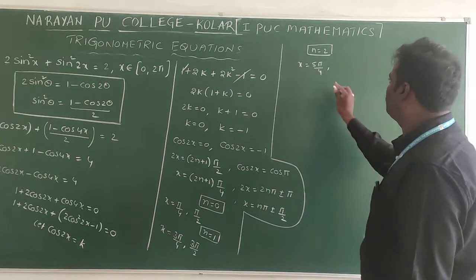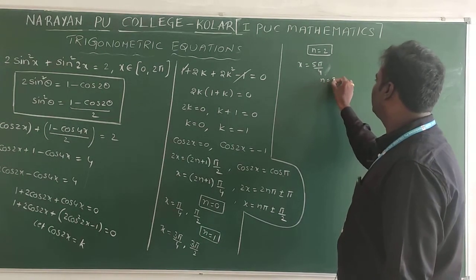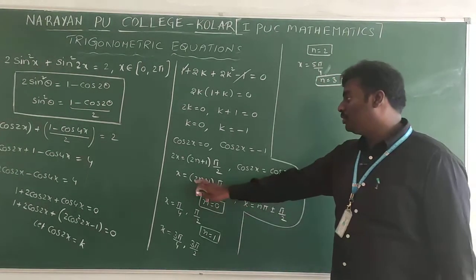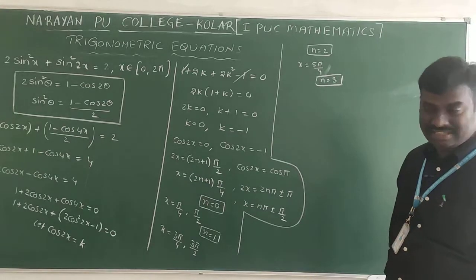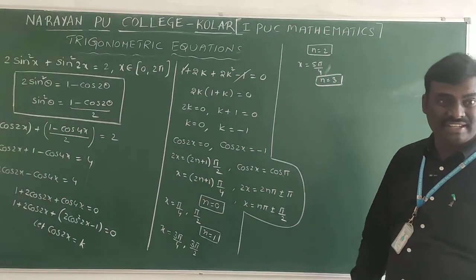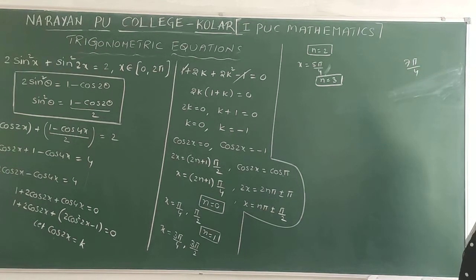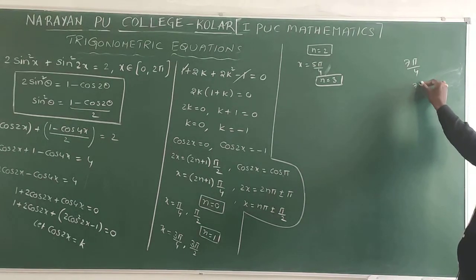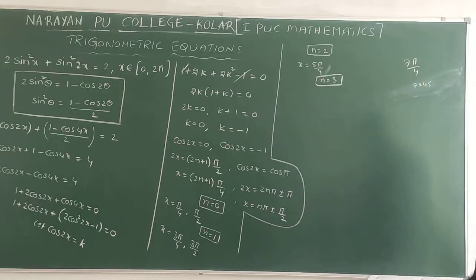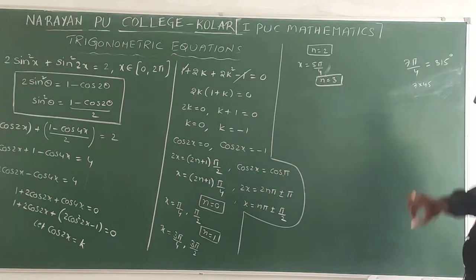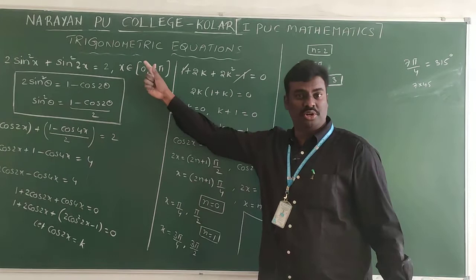Okay, now I'll go with one more. N equals 3, I'll check it also. Substitute 2 into 3, 6. 6 plus 1, 7. 7 pi by 4. Pi by 4 means 45, so 7 into 45 is 315. Is 315 in between 0 to 360? Yes.